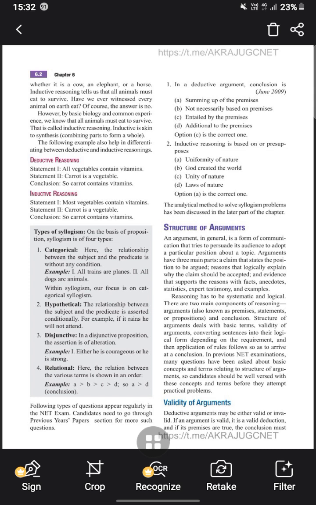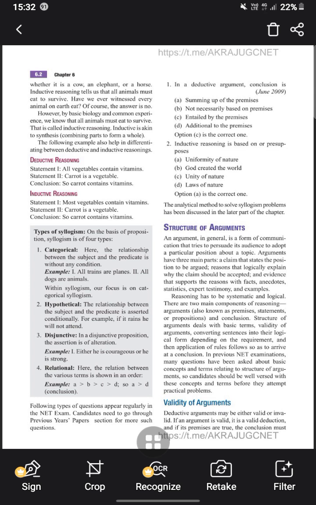The following types of questions appear regularly in the NET exam. First is the deductive argument. If the conclusion is entailed by the premises, that will be the deductive argument. Inductive reasoning: if it rests on the uniformity of nature, that is inductive reasoning.